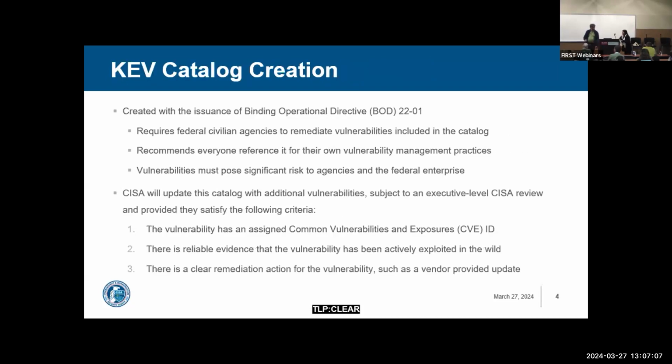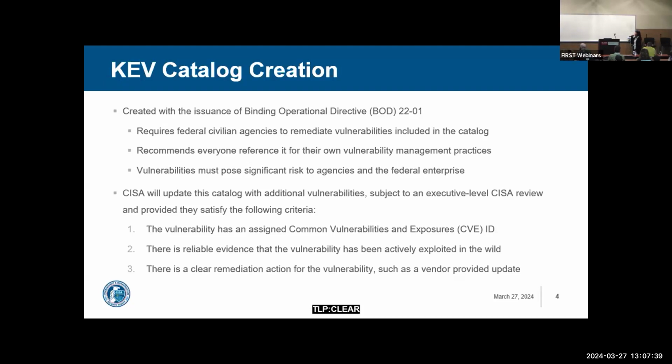Next slide, please. The KEV is possible because of this directive, 22-01. So that is very important to keep in mind. Before this moment, how many in this room have ever heard of BOD 22-01? All right, about 48%. That's good, that's excellent. We could probably speed through some, but I don't want to leave the other 52% behind.